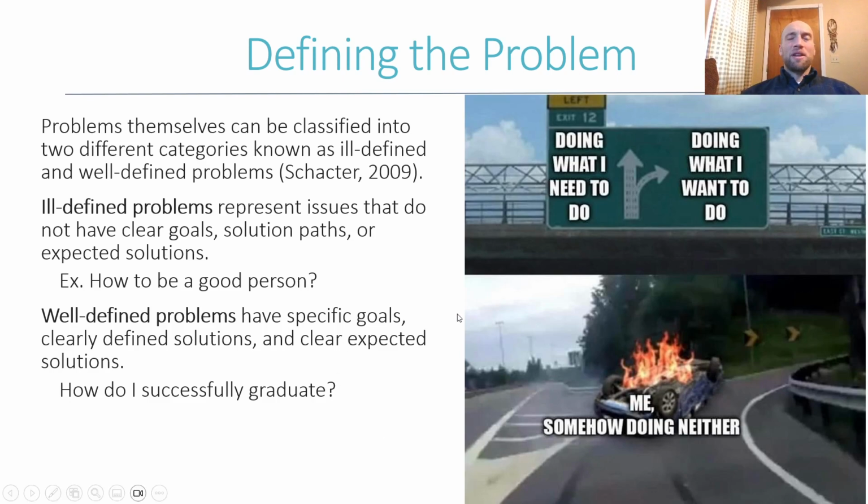An example of this would be, what is morally good? What does it mean to be a good person? That's a really ill-defined problem. We can't really set out the correct solutions to that without first defining what good means and all sorts of philosophical things that aren't super important to a cognitive psychology class.